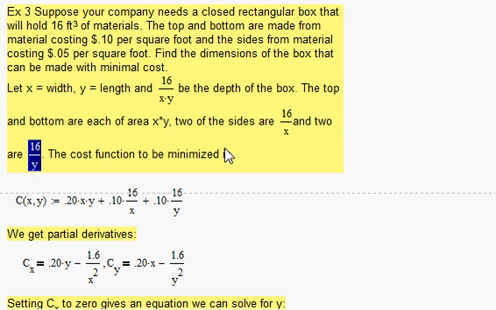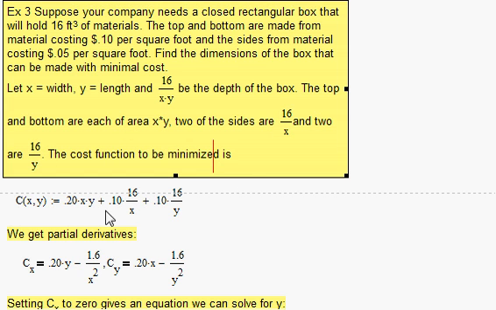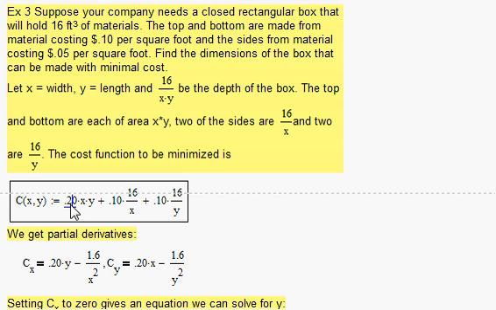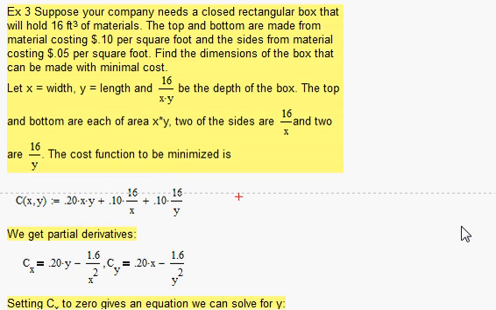and the two other sides are x times 16 over xy, so 16 over y. The cost function that we're going to minimize is, there's two of these at 10 cents a piece per square foot times x times y square feet. There's two of these times 5 cents per square foot, so 0.10 times 16 over x, same story with 0.10 times 16 over y. So that is the cost function that we wish to minimize.